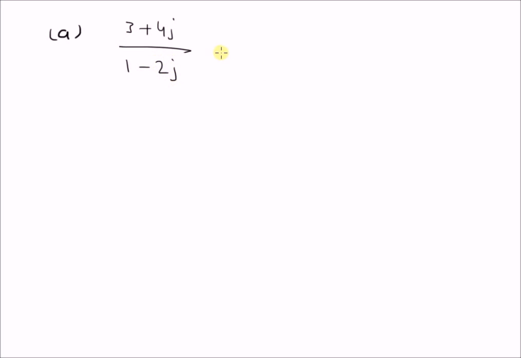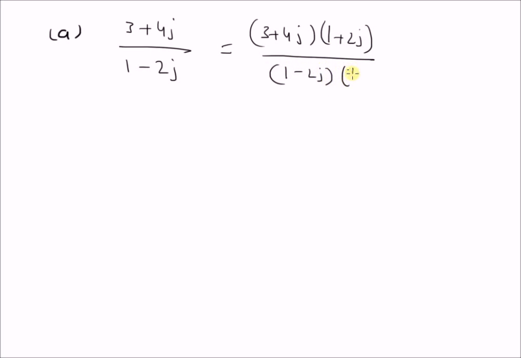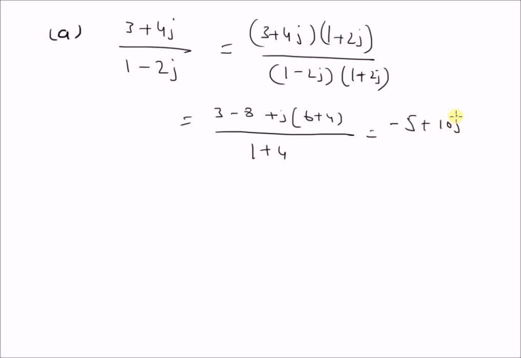minus 2j). This is equal to (3 + 4j) multiplied by the conjugate of the denominator, that is (1 + 2j), divided by (1 - 2j) into (1 + 2j). This becomes 3 times 1 is 3, 4 times 2 is 8, so it is minus 8 plus j into 6 plus 4, divided by the absolute value squared of the complex number 1 minus 2j, which is 1 plus 4, that is 5. So we get (-5 + 10j) divided by 5. Therefore, the ratio is equal to -1 + 2j.